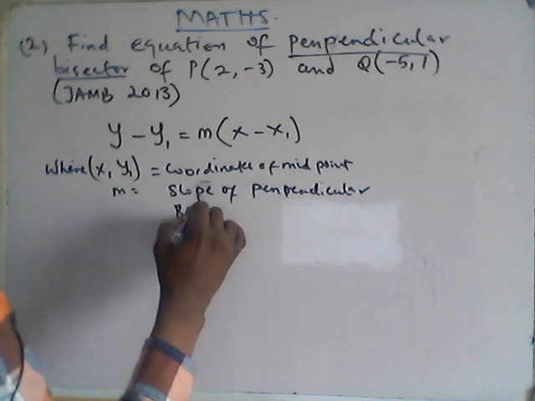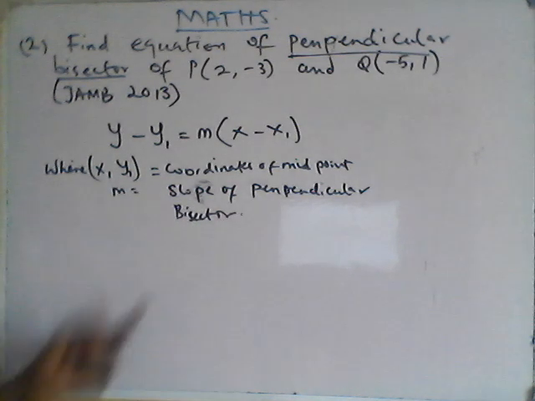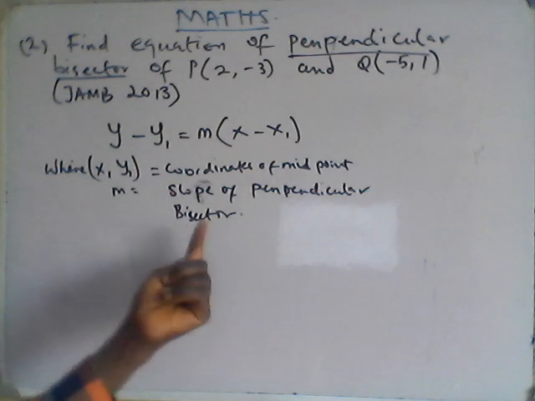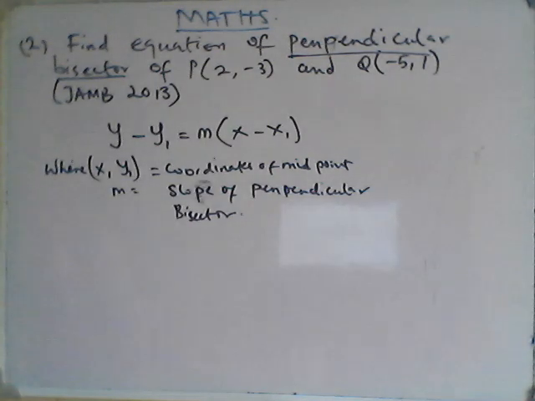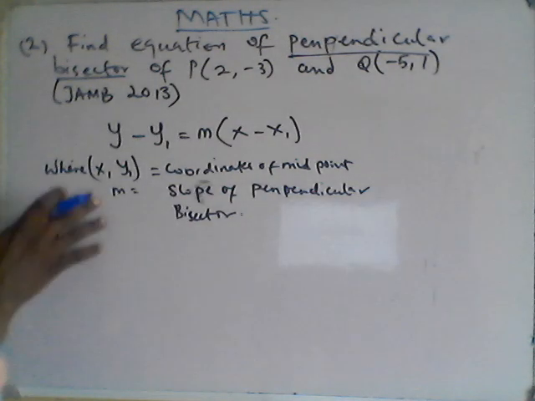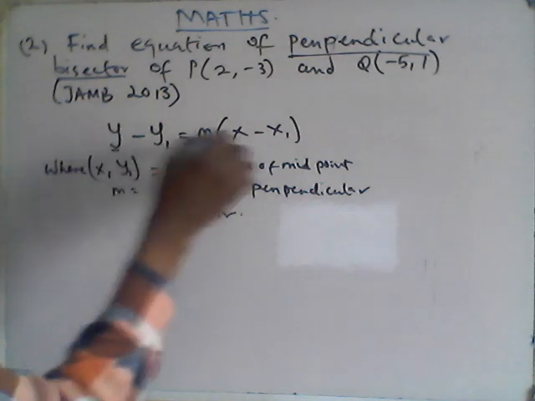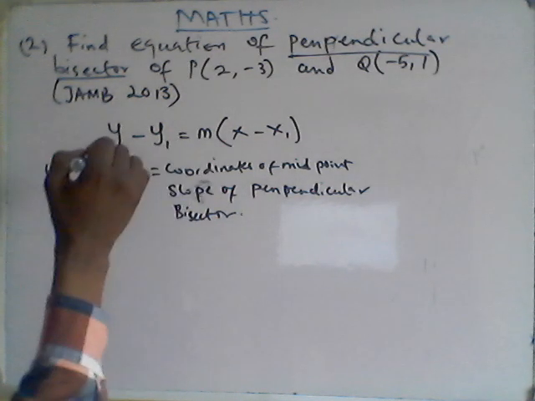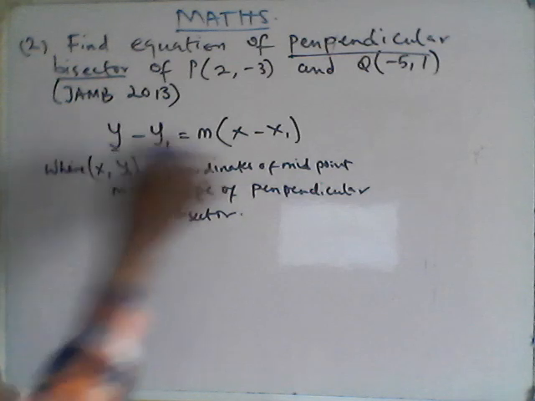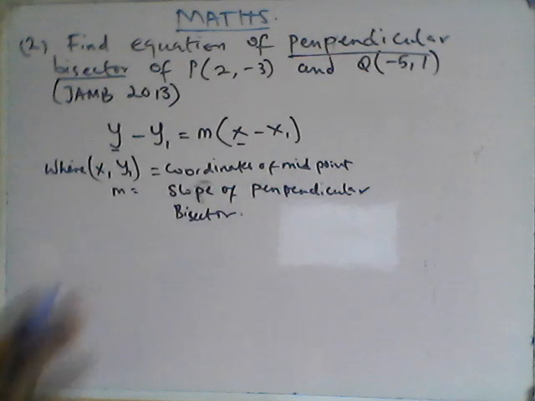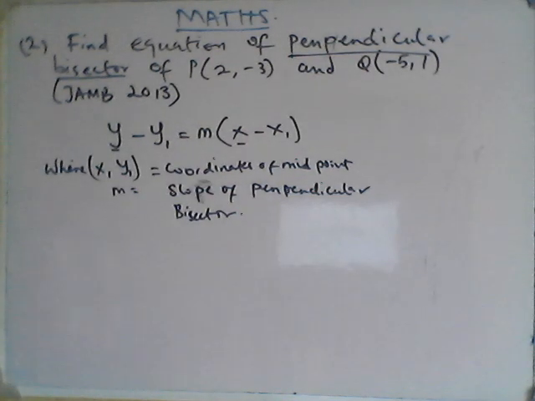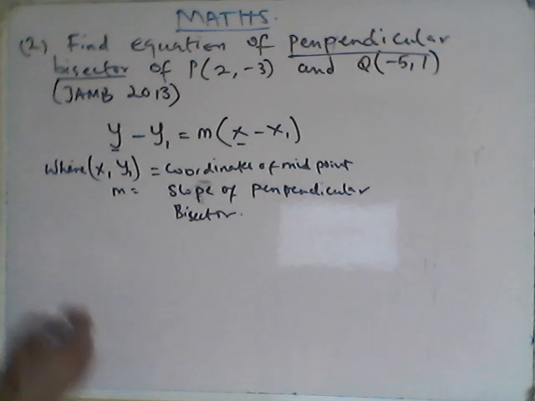Now this perpendicular bisector slope, if you want to get the slope of the bisector, it is the negative inverse of the real slope. Okay, so I have two things that I'm looking for here. This y and this x are actually just variables in the final equation. Okay, so we proceed. First of all, we'll find the slope. Okay, so get the slope.